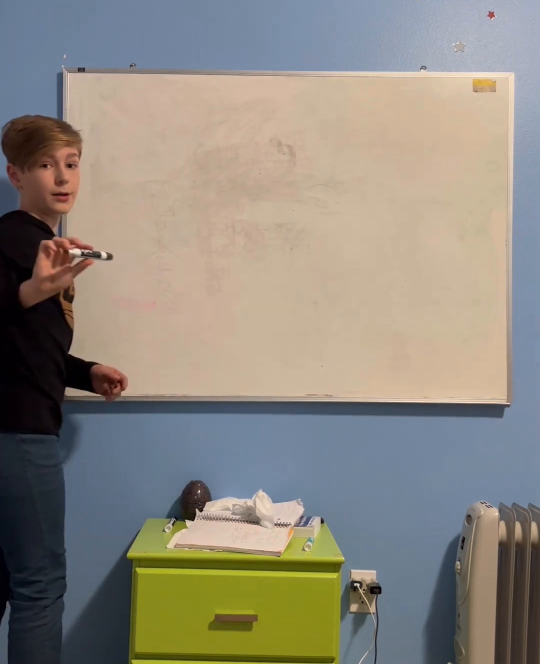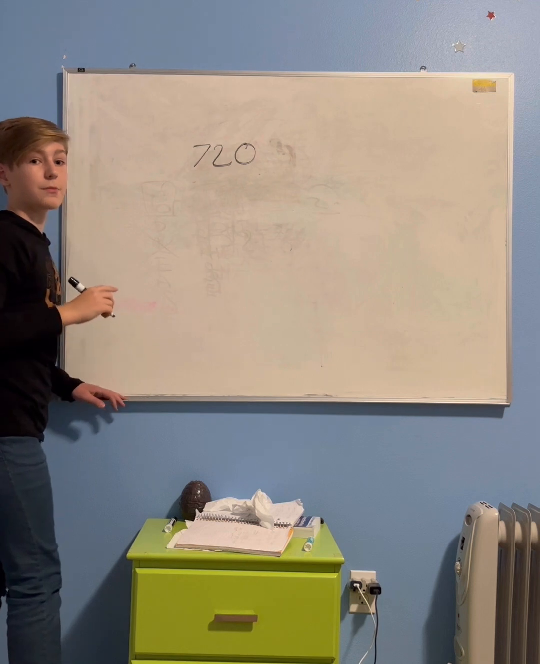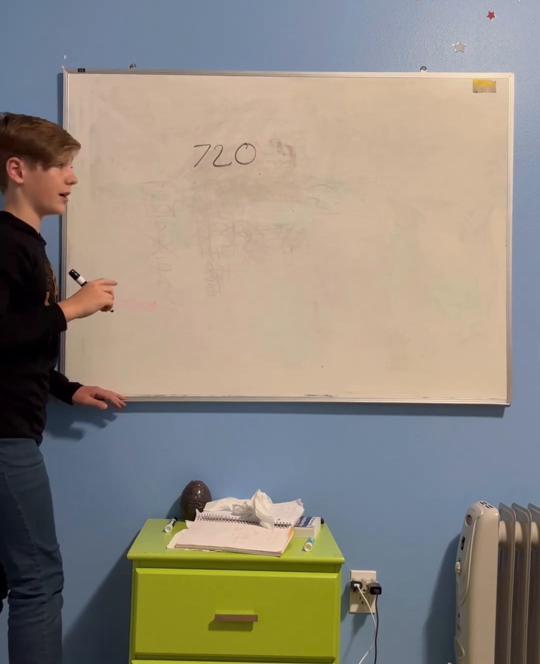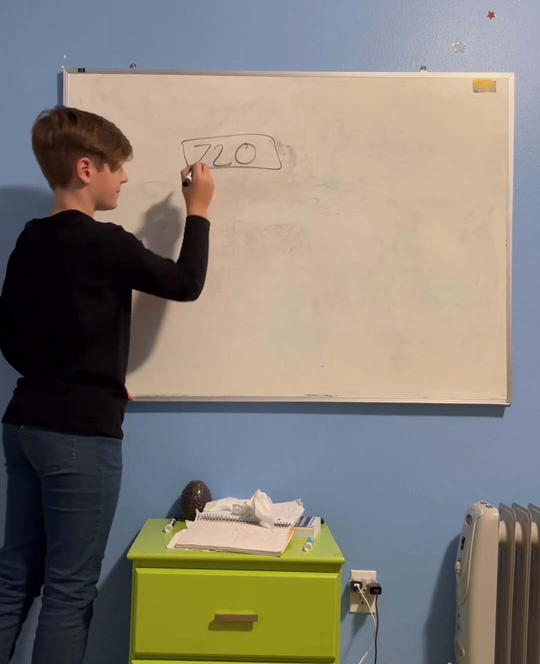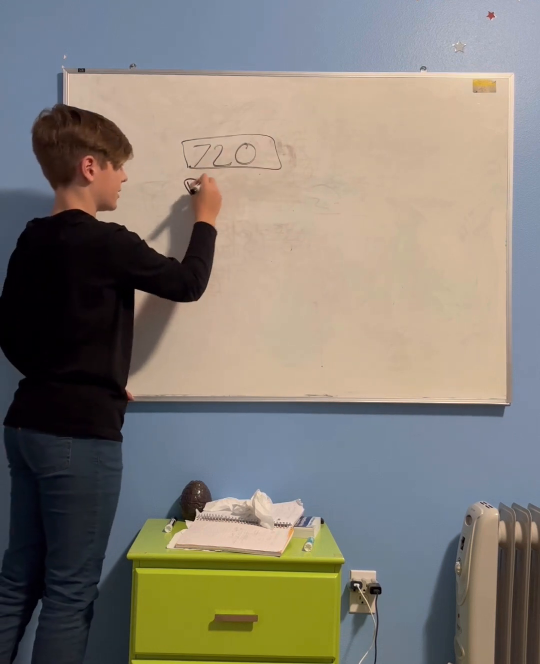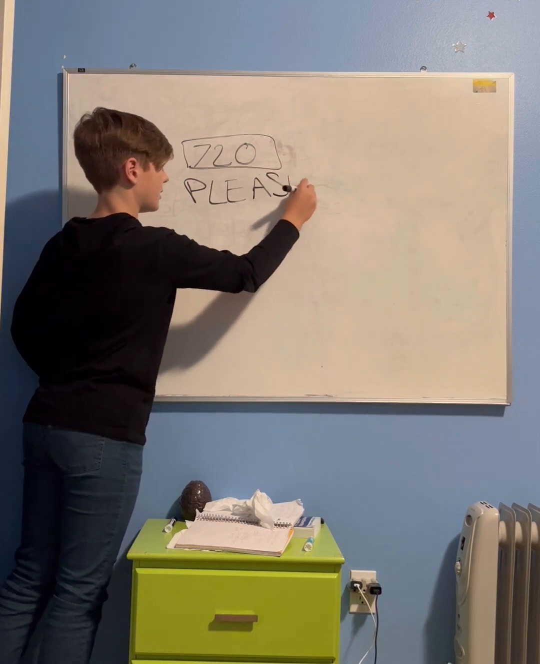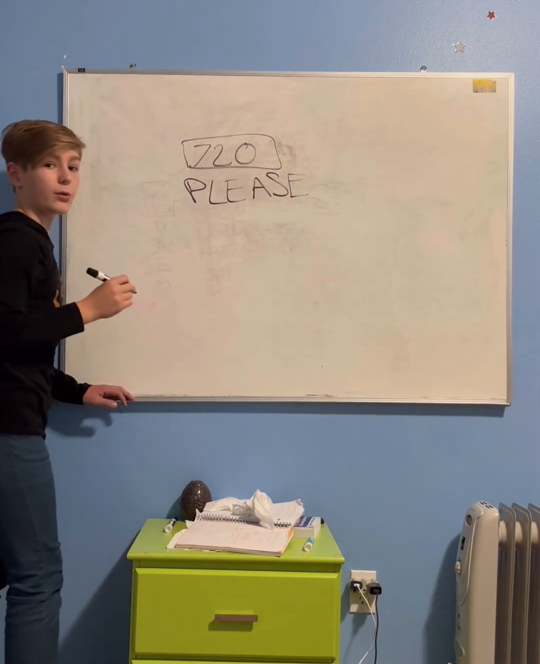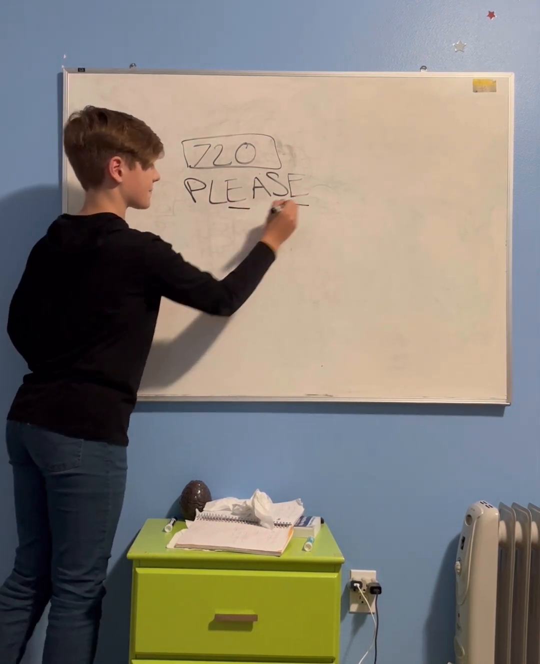Let's take that number that we remembered, 720, because although you may think we're done with this problem, we're not done just yet. 720 is the total possible combinations of P, L, E, A, S, E. But we're adding too many combinations because we have double E's.